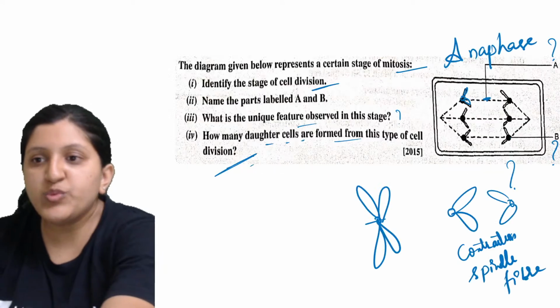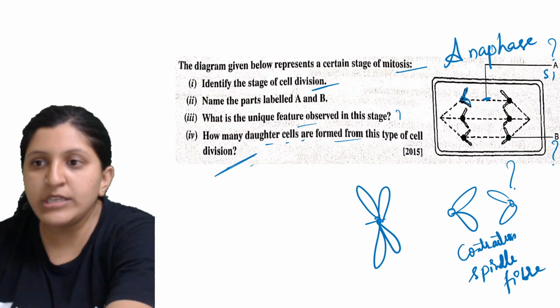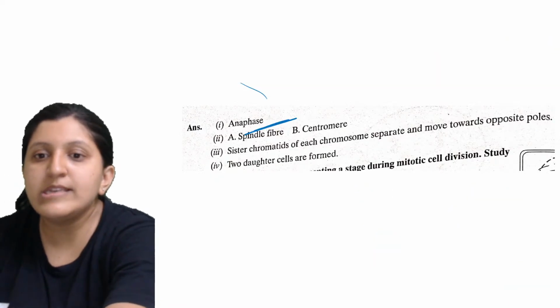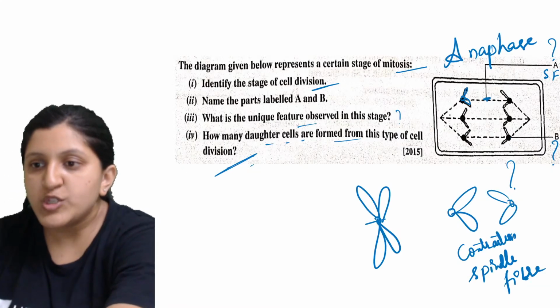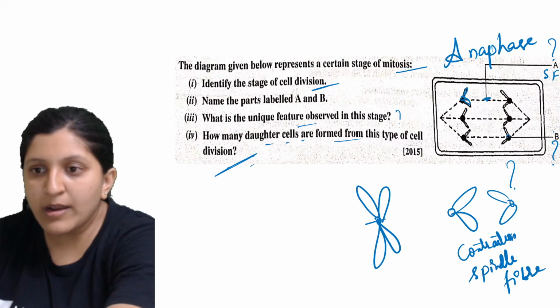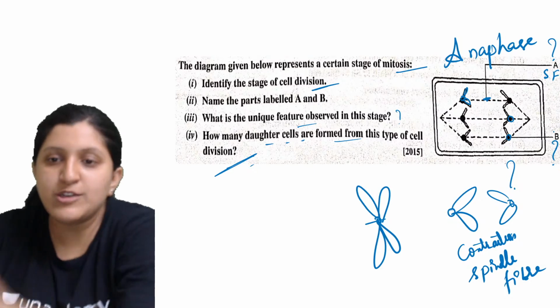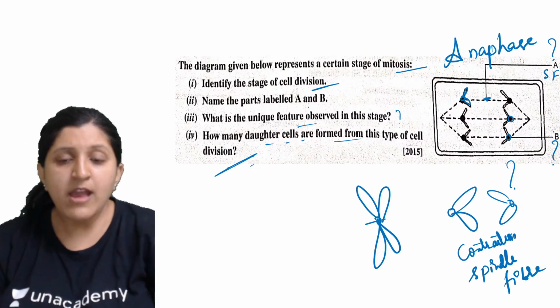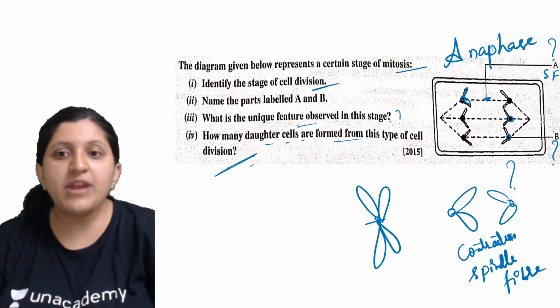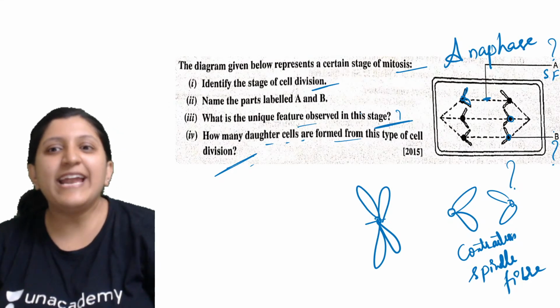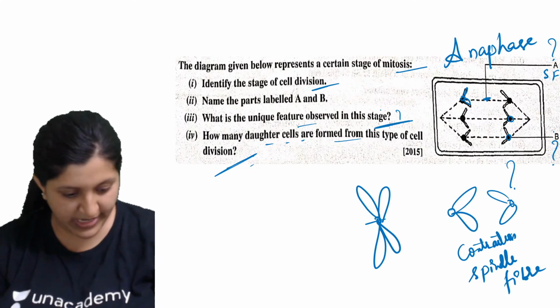Okay, so next one here, this one is a spindle fiber, and B is basically, what is it? That is a centromere. So you can see this part, they are specifically pointing to these parts now. So this is a centromere. Okay, so what is the unique feature observed in this stage? So what is that unique feature that you observe in this stage? Any idea?